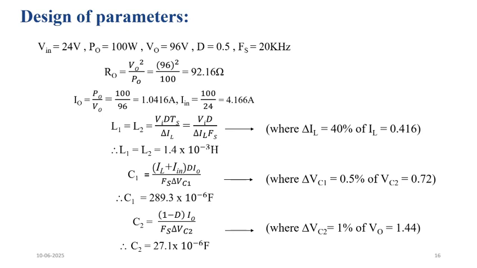Both values of inductors are the same. So L1 is equal to L2 is equal to 1.4 into 10 to the power of minus 3 henry. And we have two capacitances, that is capacitance C1 is equal to 289.3 into 10 to the power of minus 6 farad and C2 is equal to 27.1 into 10 to the power of minus 6 farad.